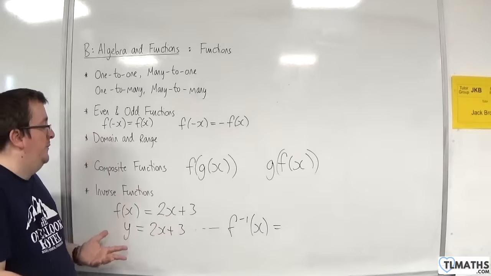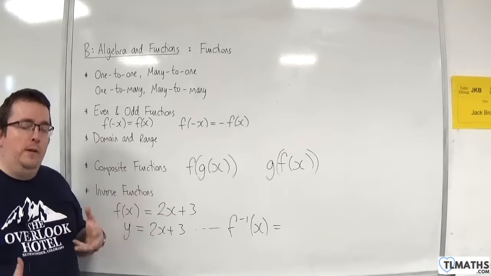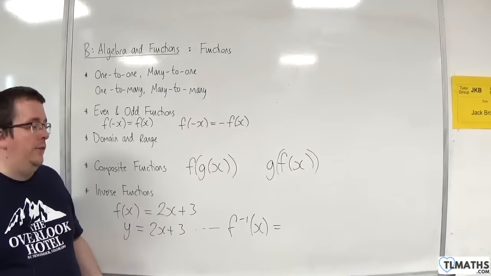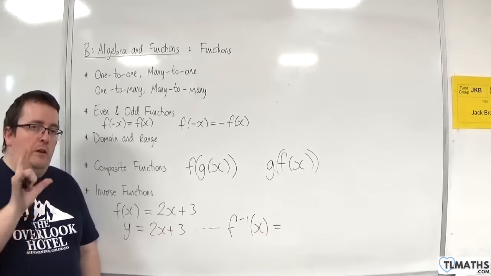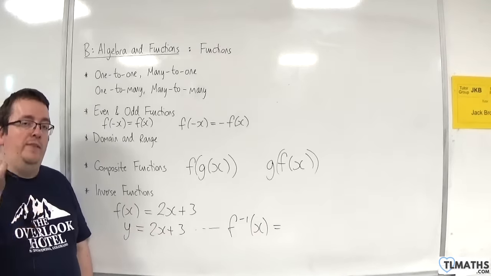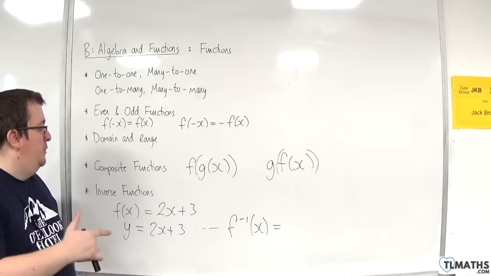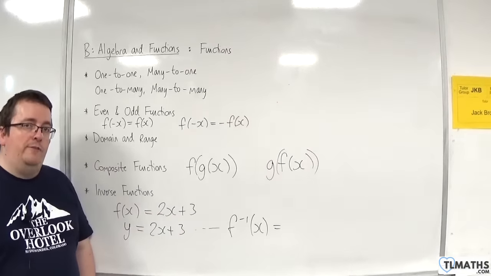Now, you might be asked to sketch the inverse function, given the original function. Remember, they are reflections of one another in the line y equals x. That's why when you go through the process of finding the inverse function, you swap the x's and y's. That reflects your graph in the line y equals x. And that should make sketching the inverse function a little bit easier for you, if you know that fact.